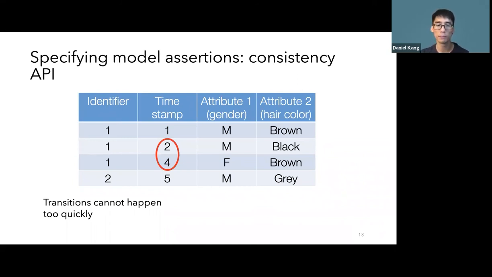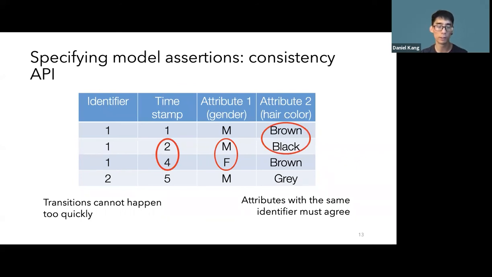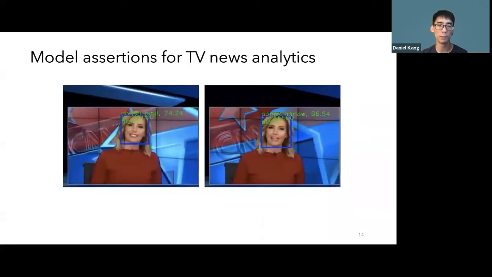Similarly, within a given scene or time period, attributes with the same identifier must agree. So for example, the predicted gender and hair color here are conditioned on the identifier being correct. As a concrete example of this, let's take a look at deploying model assertions for TV news analytics. The model predicts Christy Paul on the left-hand side and Poppy Harlow on the right-hand side.